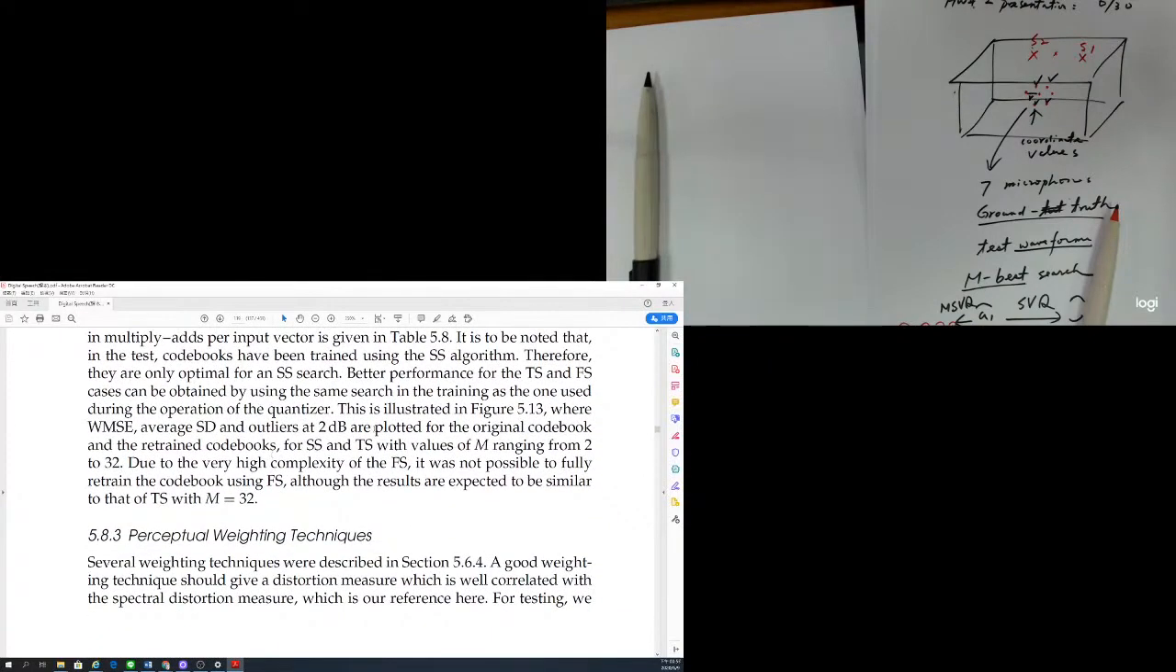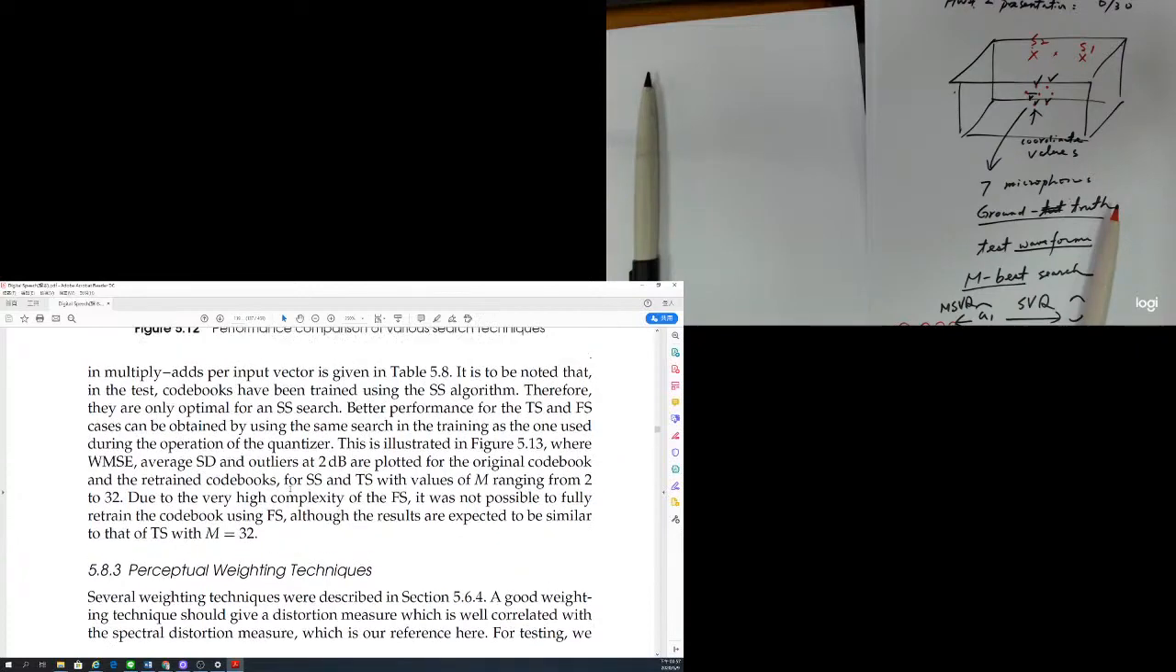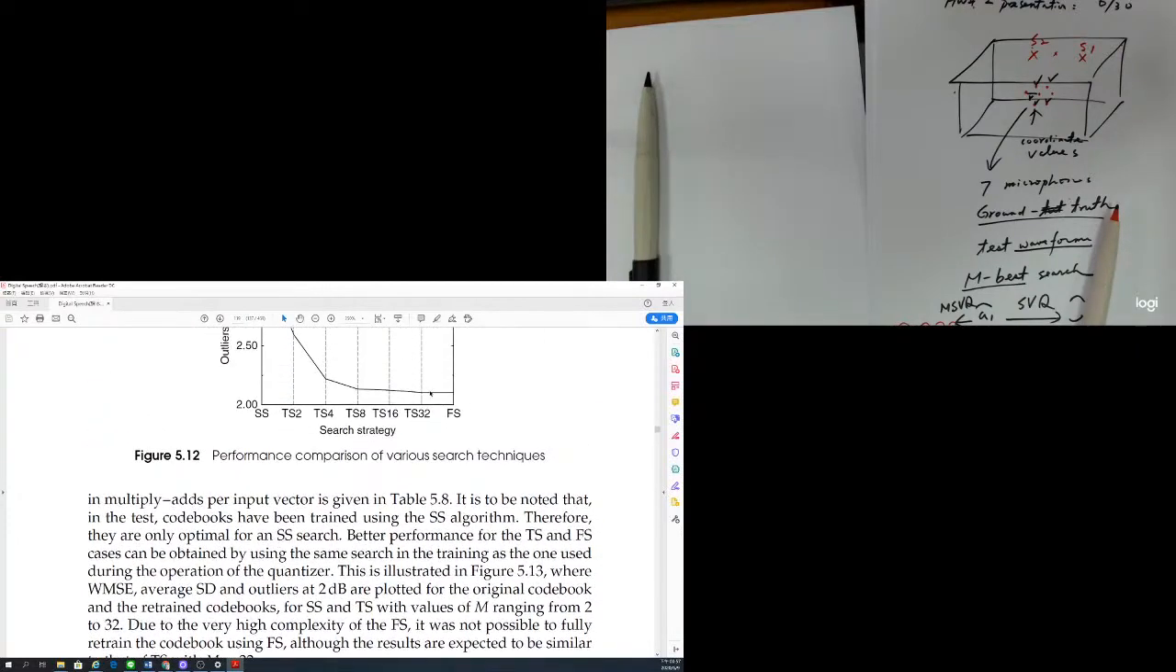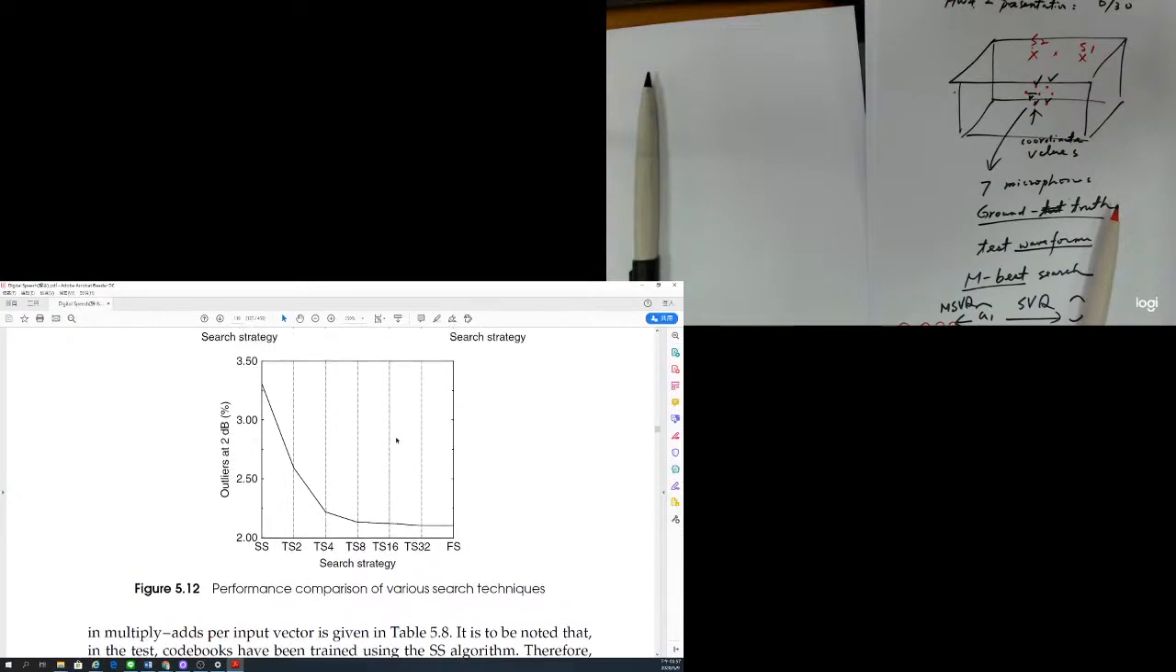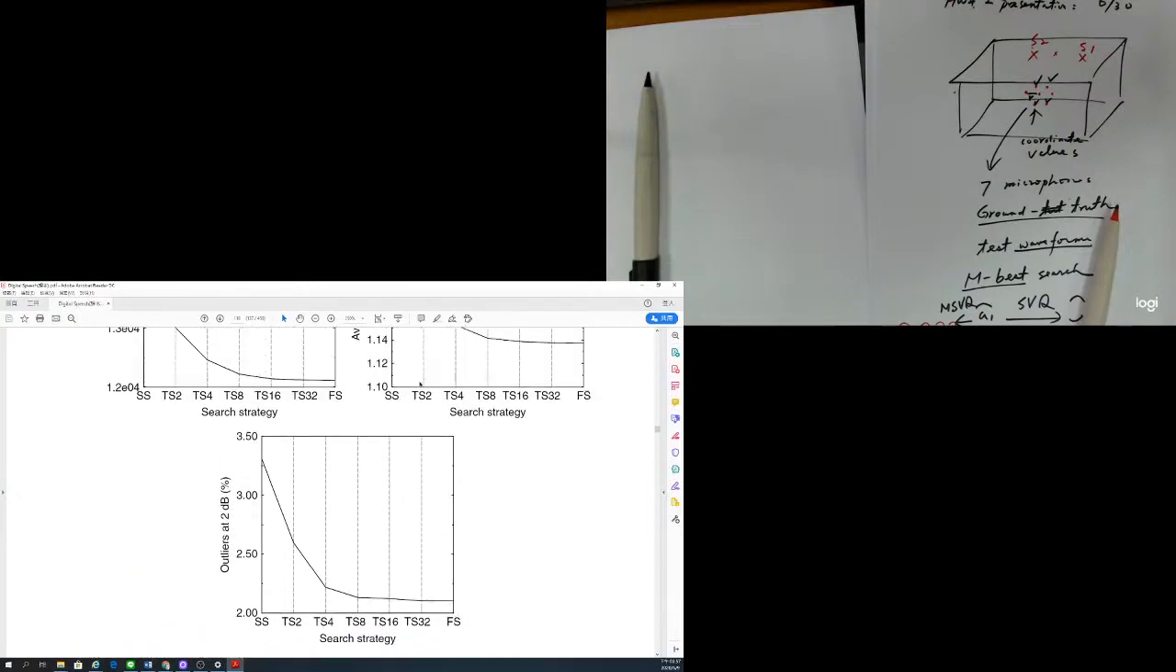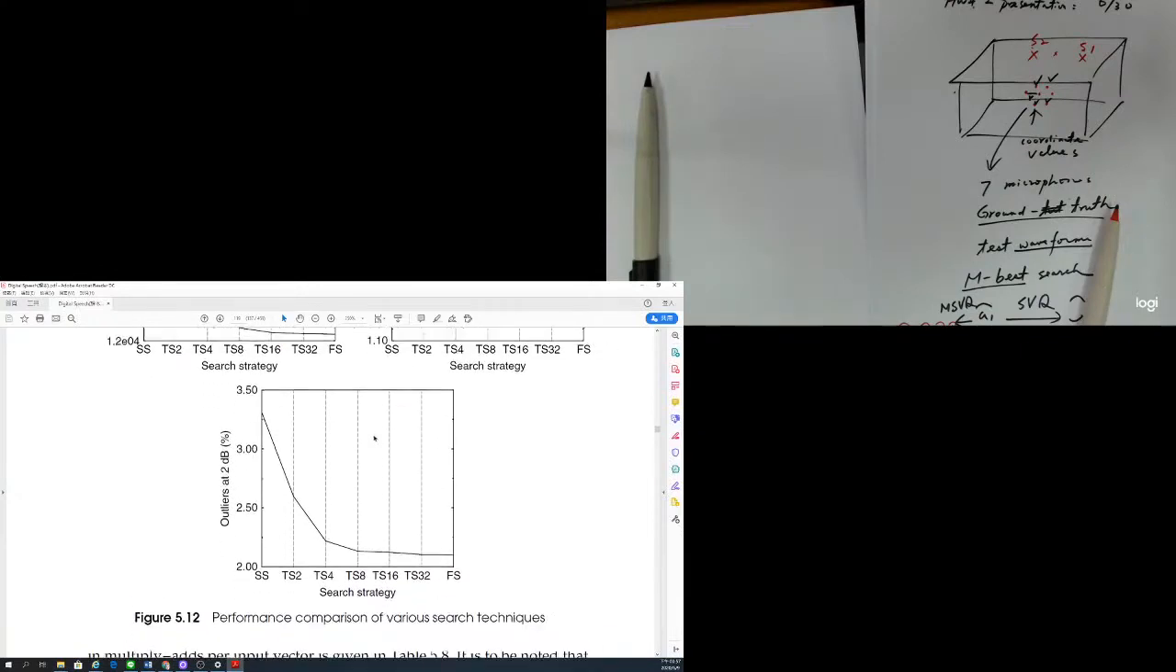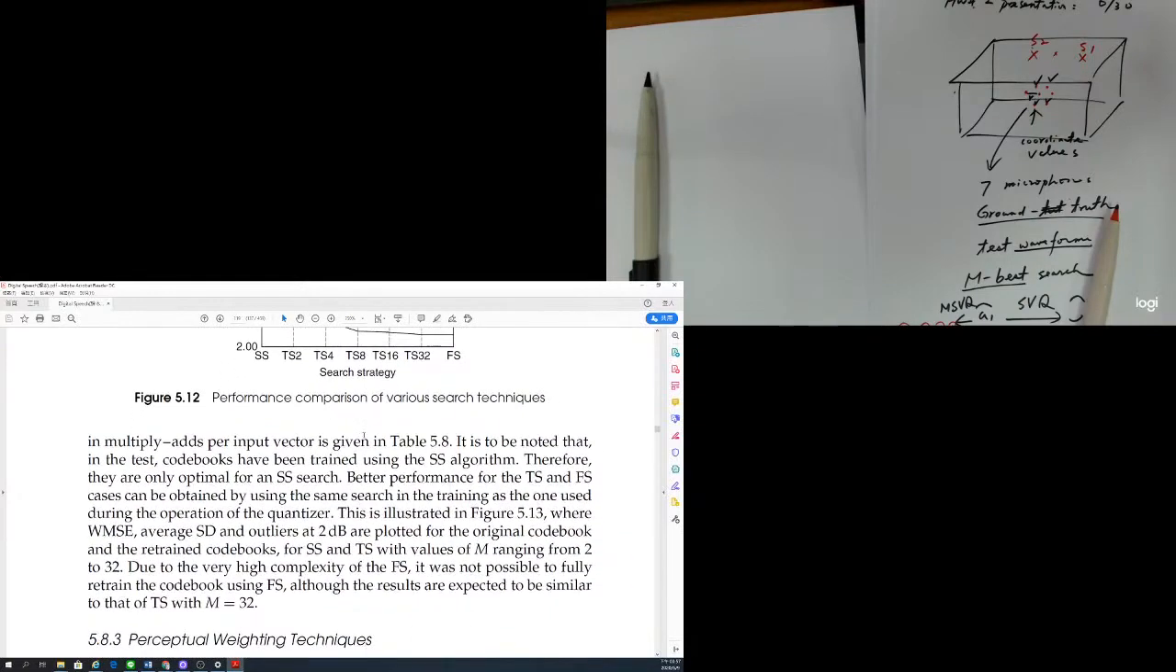You can see this from the figure. For the outliers, the M-best ranges from 2 to 32. Due to the high complexity of the full search, it is impossible to do the full search. The result also shows that tree search with n equal to 32 is almost similar to the full search performance. So 32 is almost the same as, close to, the full search.